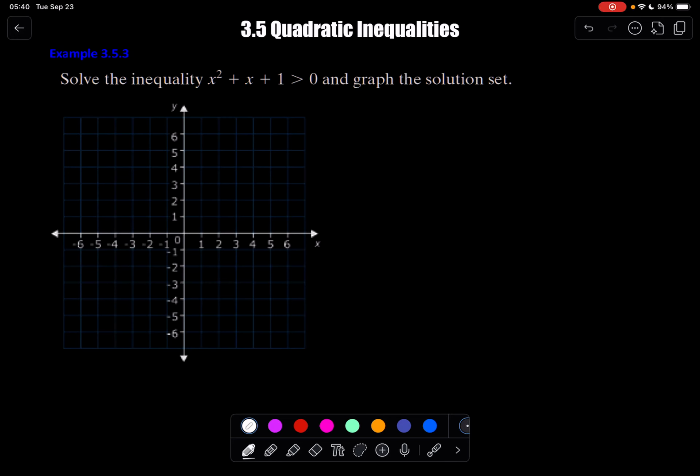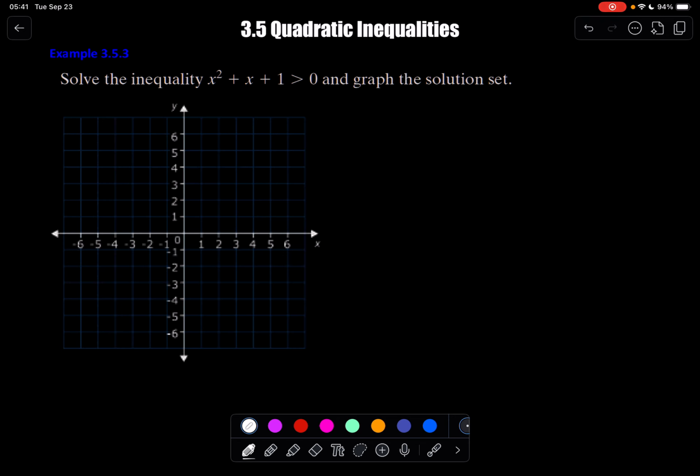Okay, so one more example here. We want to solve the inequality x squared plus x plus 1 is greater than 0 and graph the solution set. So again, same thing, we'll find the x-intercepts.